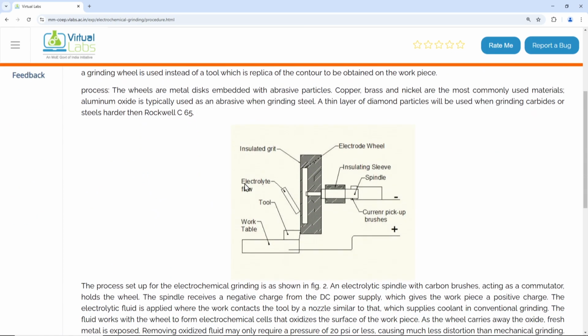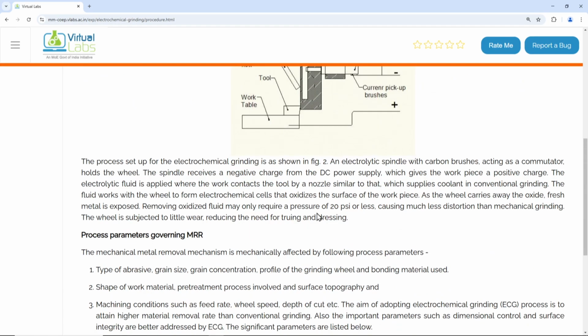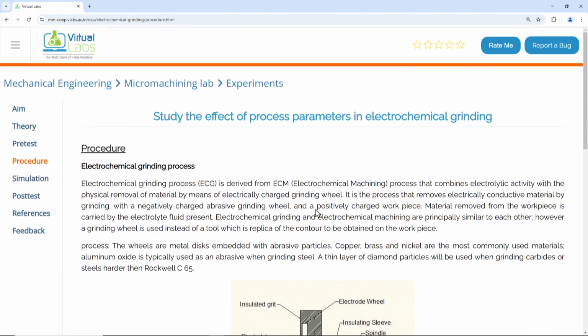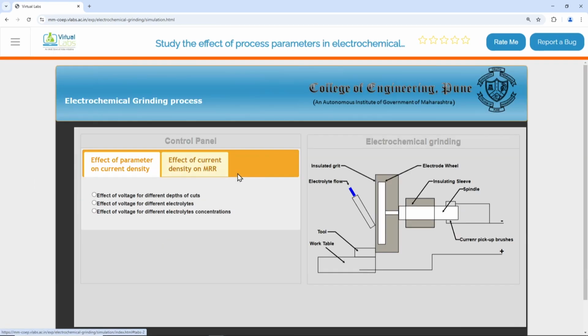Procedure, yes, here we have this grinding wheel. This is insulated grit. An electrode wheel is there, which is generally copper here, and electrolyte is being flushed through this nozzle. We have the tool and workpiece connection here, and this mechanism you have seen in the theory part. So this is ECG, electrochemical grinding. Let me come to the simulation.